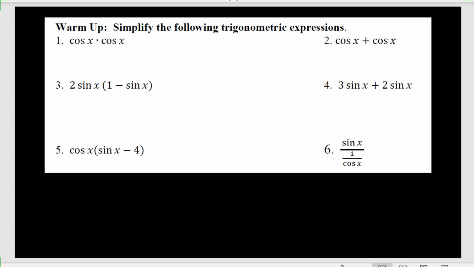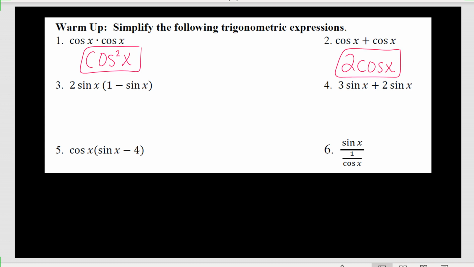Our first example is cosine of x multiplied by cosine of x. If I multiply a cosine by itself, I will just get cosine squared of x. Perfect. Number two, it's cosine of x plus cosine of x. Okay, that's just 2 cosine of x.